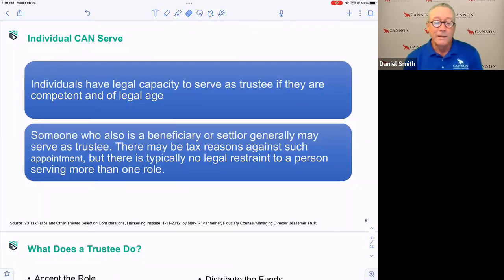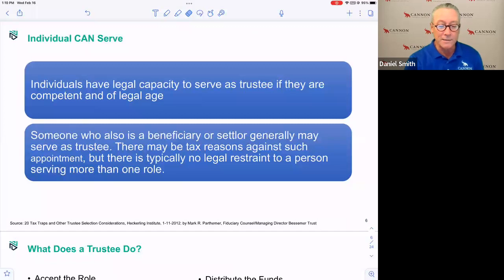So it says individuals have the legal capacity to serve as trustee if they are competent and of legal age. That's all that's required to operate in these roles, right? There doesn't have to be any experience or knowledge or anything else, which is a little scary if you think about it, when you're talking about my entire life savings and for the most important people in the world to me.